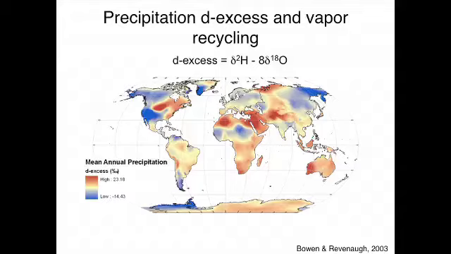But note over the Great Lakes area, from the precipitation d-excess values, there is a strong signal of evaporation recycling there. And then you can note in the Amazon basin, there's kind of a hint of continental evapotranspiration recycling contributing to a higher d-excess in those regions.